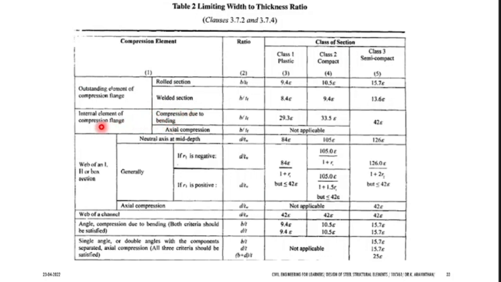And another criteria is internal element of the compression plant. You have outstanding element and internal element. Okay. Also for the classification of web and I, H or box section. So if you have these kind of section, you can use depth to thickness ratio as this formula. So by this table, whenever you are designing, you will come to know that.